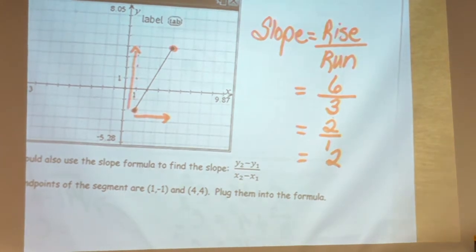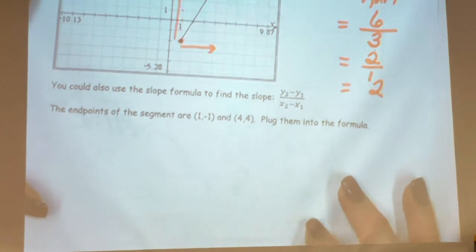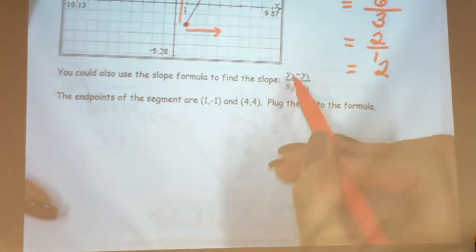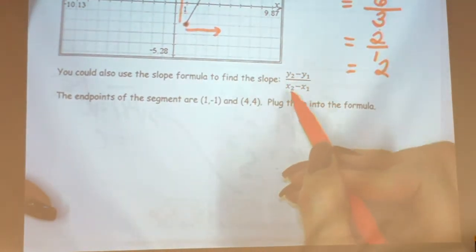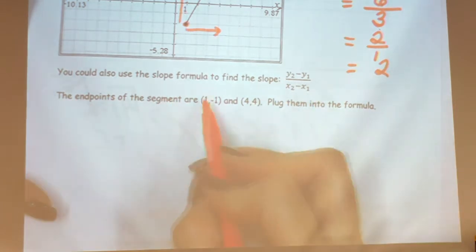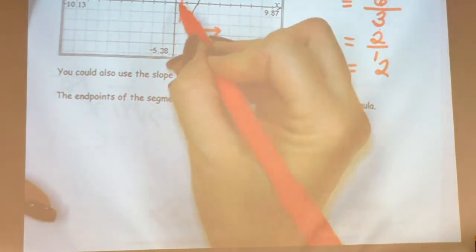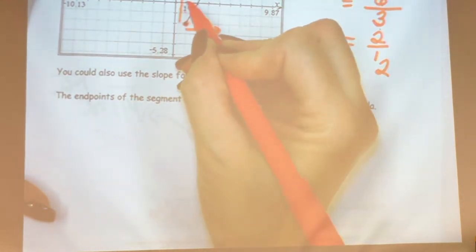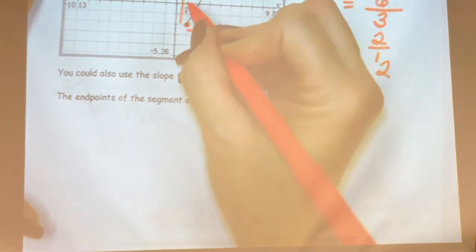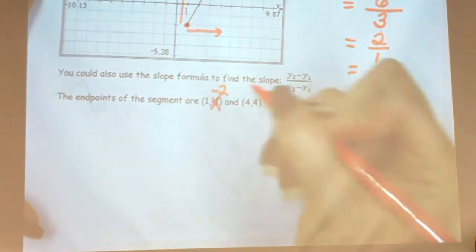Okay? The other way of doing it is to use the slope formula, which is your y2 minus y1 over x2 minus x1. Okay? And I've already written down what the endpoints of the segment are for you. The first one is over 1 and down 1, 2. Ooh, I messed up. This is negative 2, actually.